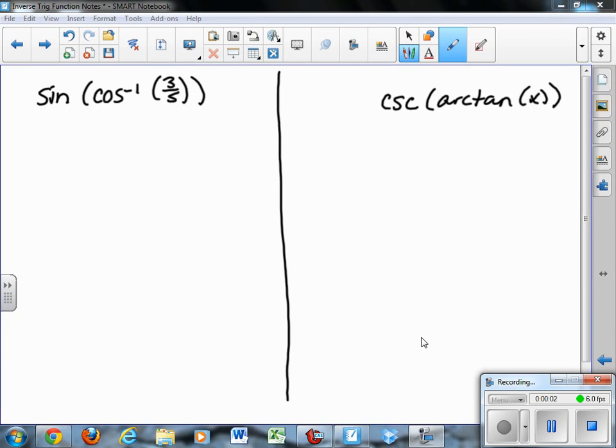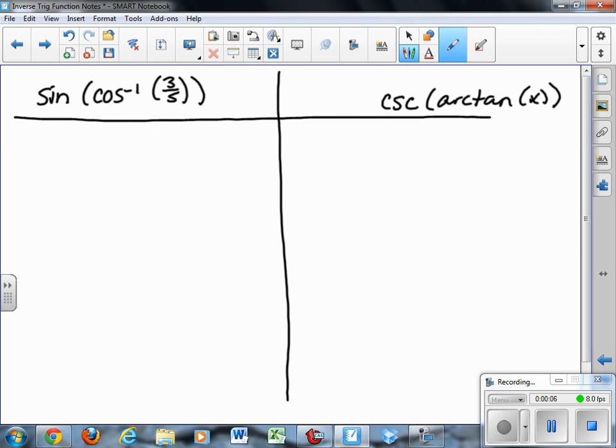Here's how to do a couple of the trickier problems on our inverse trig function worksheets. Let's start with this first problem: sine of inverse cosine of 3/5. When I do inverse cosine, that tells me that this 3/5 is a trig value, and since it's cosine, it represents adjacent over hypotenuse.